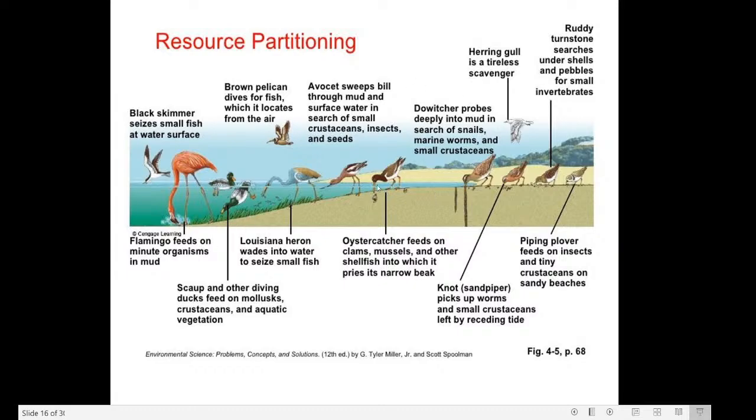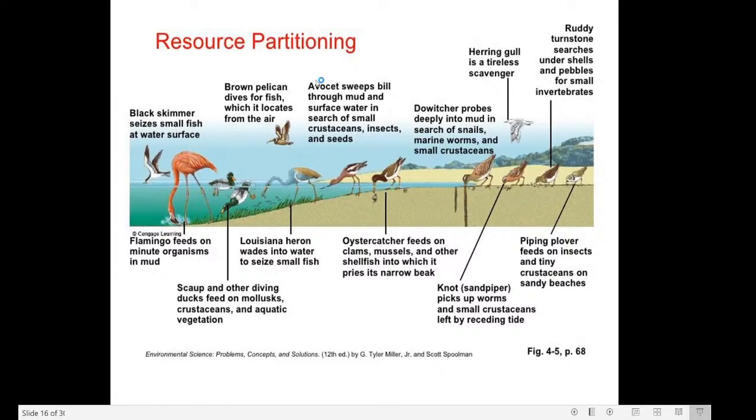Then the second thing here is the scaup, which is a diving duck. Its feed is mollusks, present from the sea, the lake, and lake grasses, the aquatic vegetation. The scaup takes the vegetation, that is, it is a plant eater.